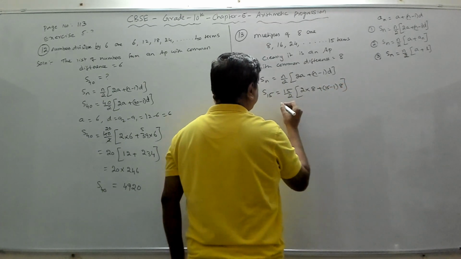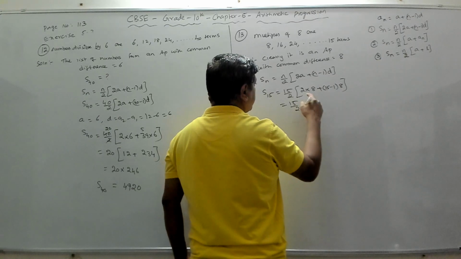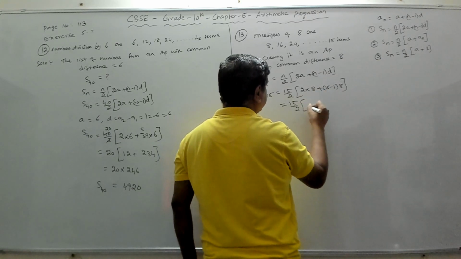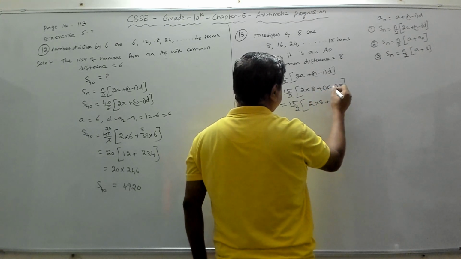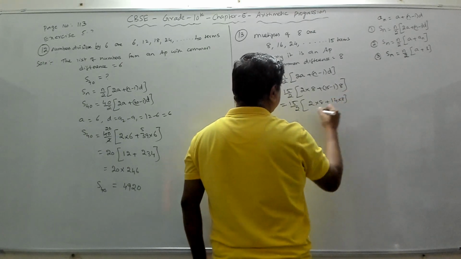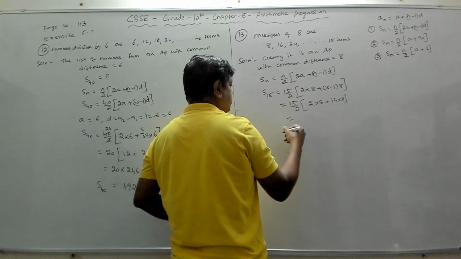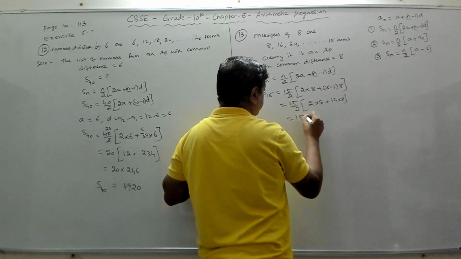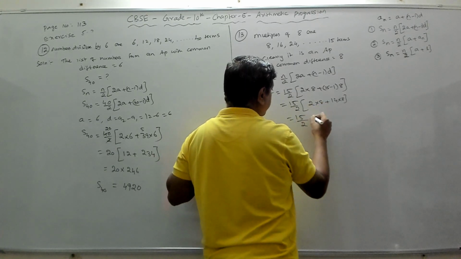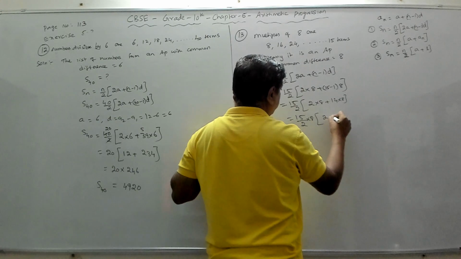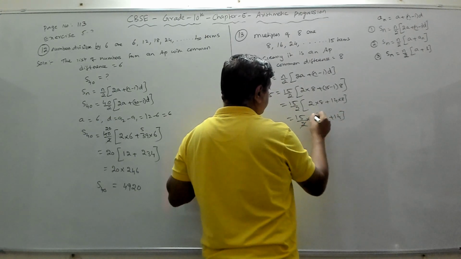15 minus 1 into 8, so that becomes 15 by 2. Again here I can take 2 common, so I can write this as 2 into 8 plus 15 minus 1, 14 into 8. I can even take 8 common, or even 16 can be taken out as common. So 15 by 2 into, if I take 8 common, you get 2 plus 14. And 8 and 2 get cancelled, 40.